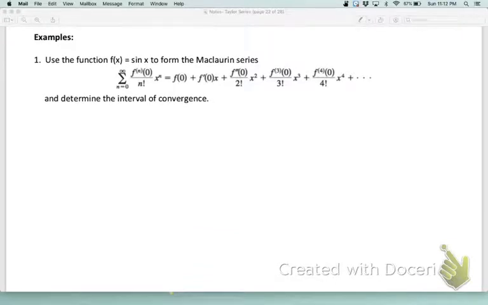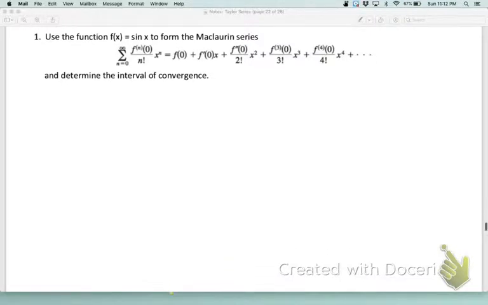So let's look at this first example here to kind of get us started. We want to use the function f of x equals the sine of x to form its Maclaurin series and determine the interval of convergence. I'm going to try to give myself a little bit of room here. Okay, so they've given us the pattern there for the Maclaurin series to reference if we need to.